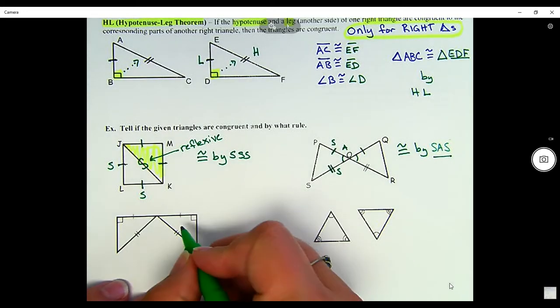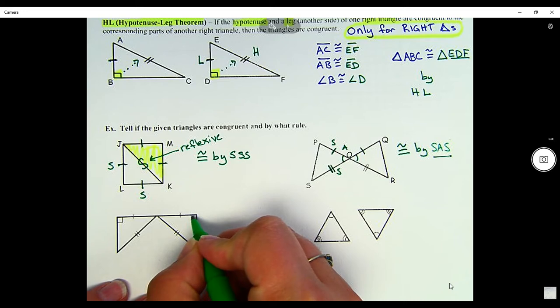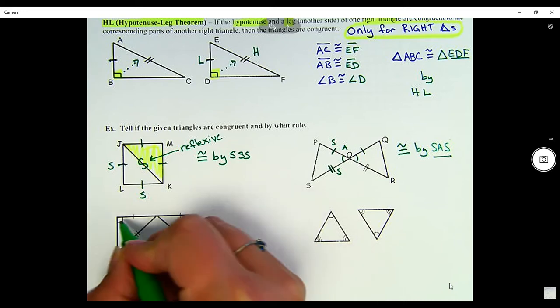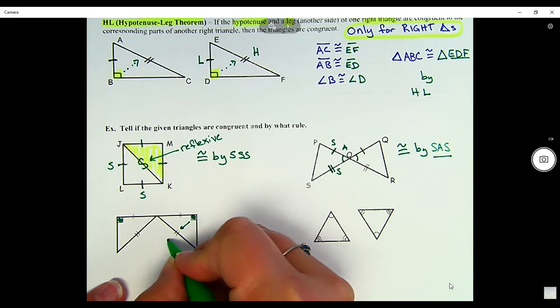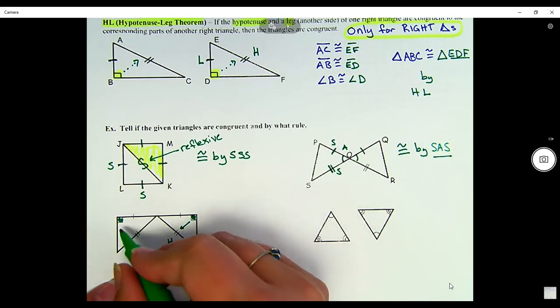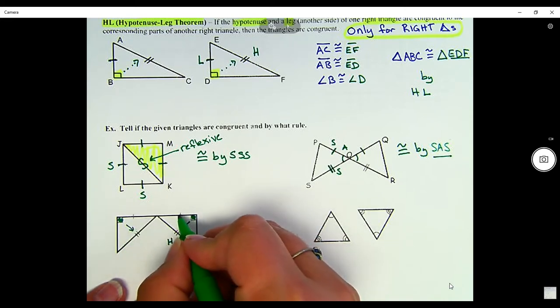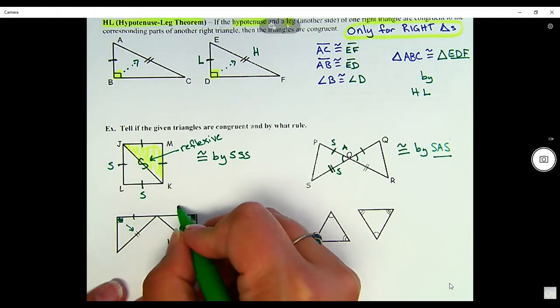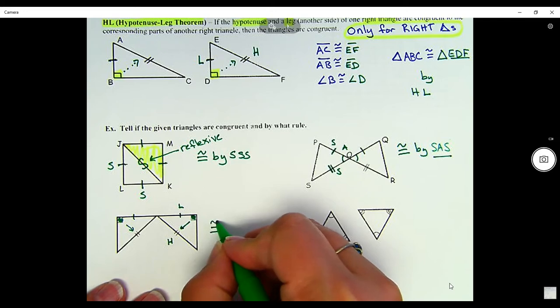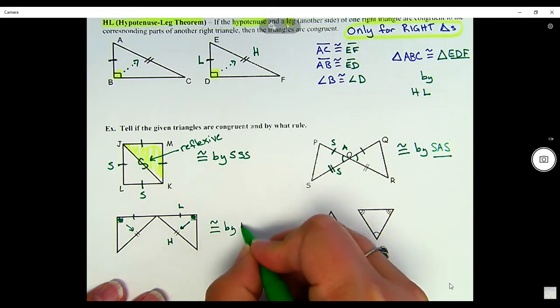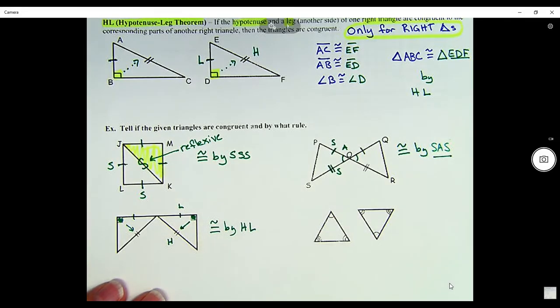All right, now this is two right triangles. So right away I've got to check and say to myself, okay, I see a right angle there and there. So I know I've got that angle. And directly across from it has got to be that hypotenuse. Got that there as well. And then another side, which in this case we're going to call a leg. So yes, these two are congruent by the hypotenuse leg theorem.